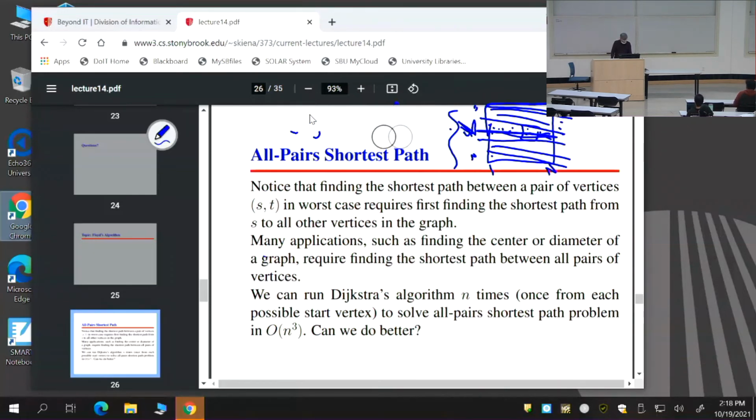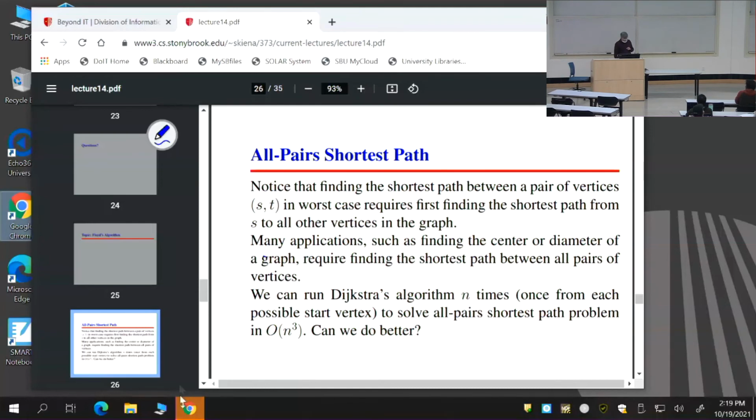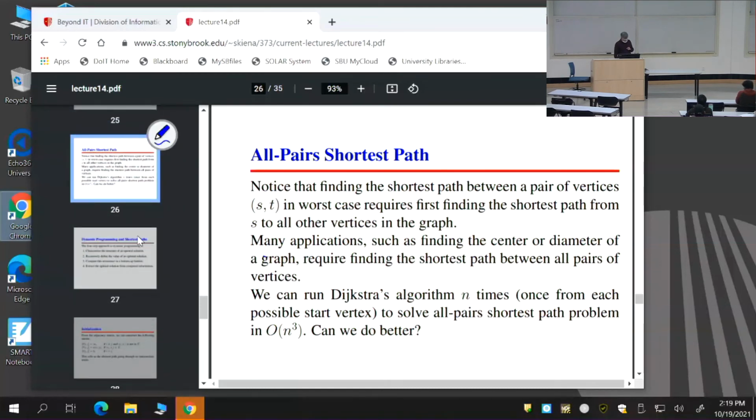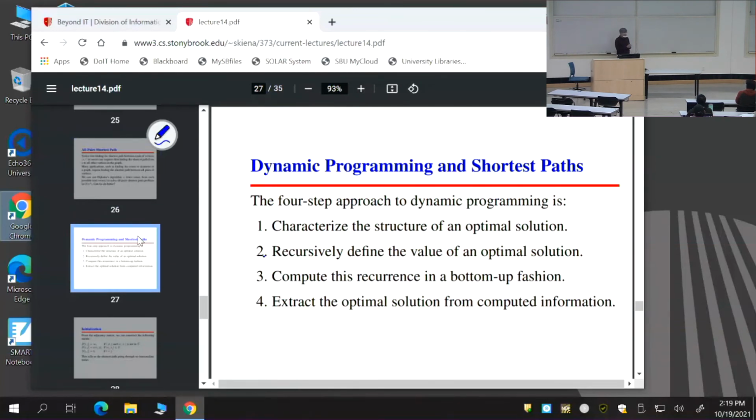You can do this using Dijkstra's n times. Okay, but I want to show you a really simple, slick way of doing this. That's going to actually be an introduction to some of the ideas we're going to use later in this class on something called dynamic programming. Okay, and dynamic programming is going to be a way of solving algorithm problems by coming up with a recursive algorithm for it, evaluating the recurrence in a bottom-up fashion, as we'll say, and then reading the answer off from the recurrence that you evaluated.